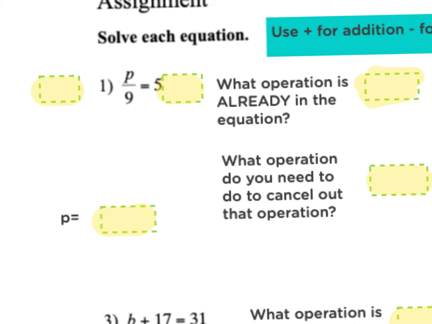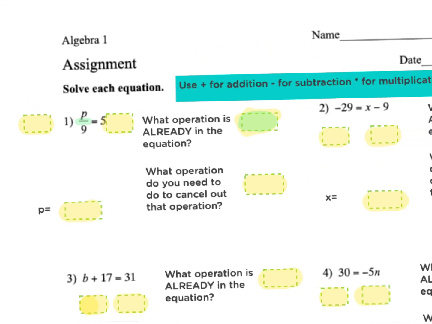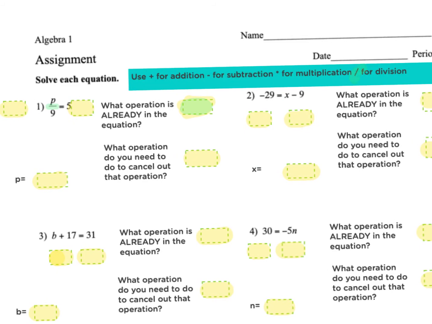So right here where it said, this is actually where you're going to start, even though it kind of looks like that's not where you're going to start. So what operation is already in that equation? You've got P over 9. Does that mean that you're adding, subtracting, multiplying, dividing? What does that mean? You're dividing, right? So look up at the directions. It says to use a little front slash for division.